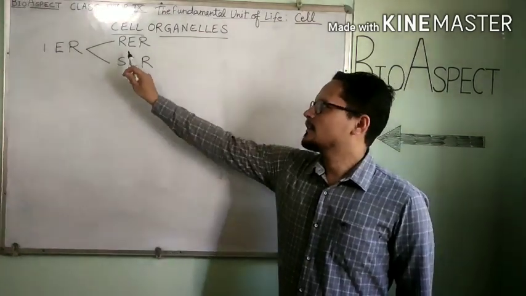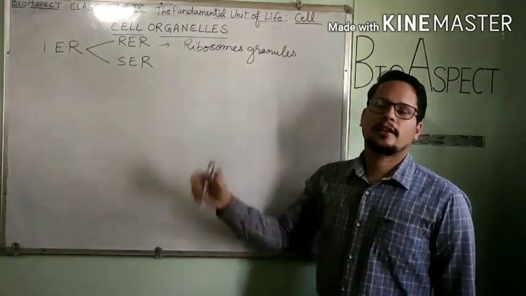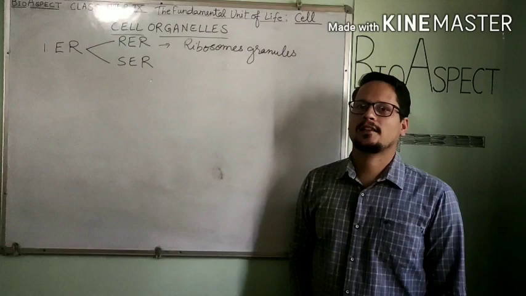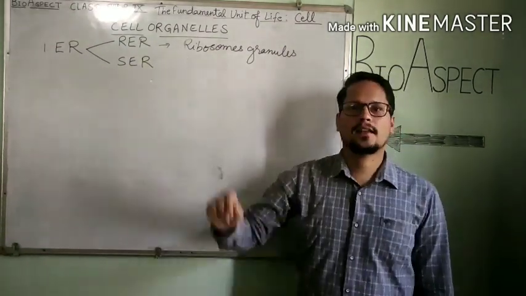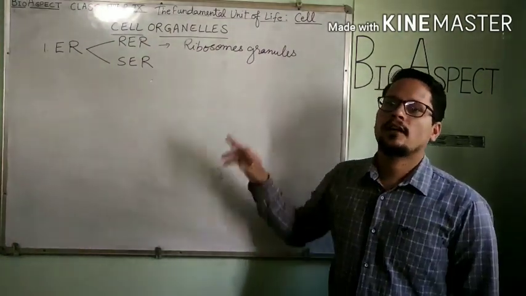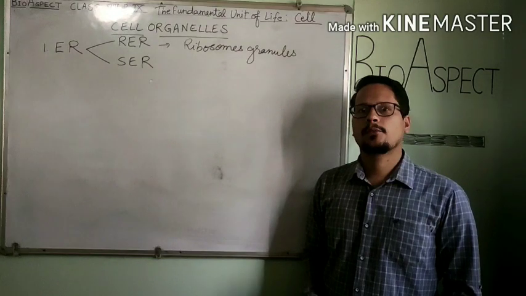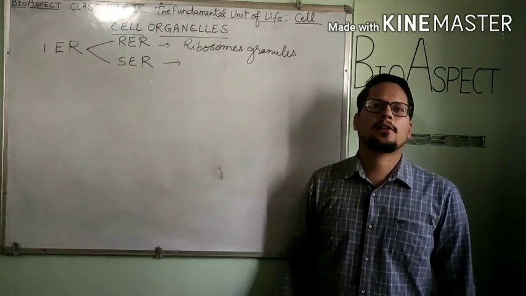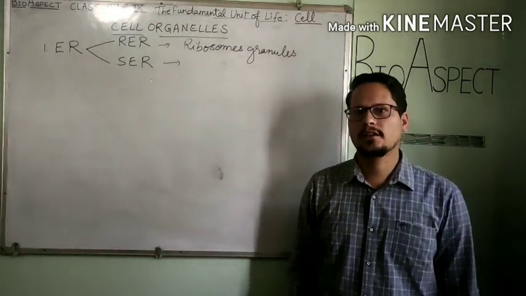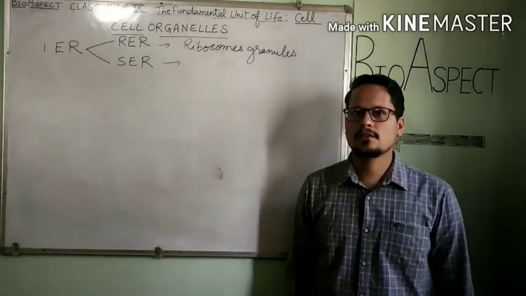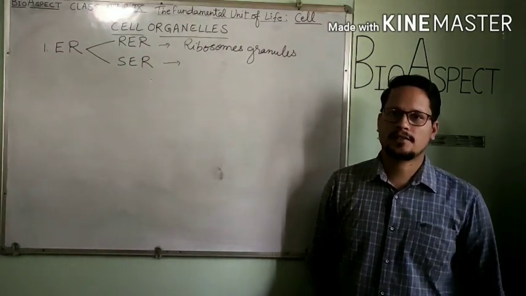Why are they called rough and smooth? It is very simple. Ribosome granules are found on the surface of the endoplasmic reticulum. That's why it looks rough, and it is called rough endoplasmic reticulum. And the function of ribosomes is to produce protein for the cell. Okay. Smooth endoplasmic reticulum looks smooth because no ribosome granules are present on its surface, but it produces fat and lipids which are responsible for membrane biogenesis.